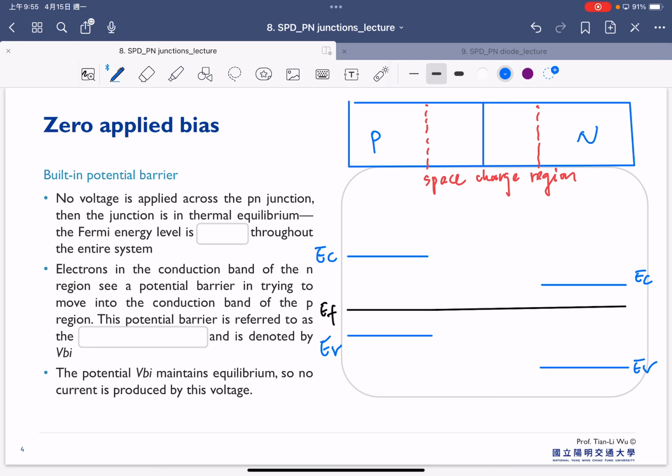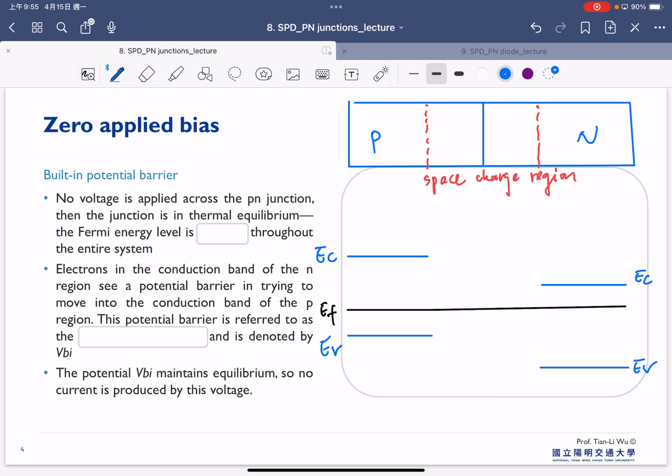In the previous several lectures, we discussed a lot of equations, and some equations, to be honest, are pretty complicated. But the point of using these equations is just to support our physics understanding, to prove that our physics speculation is correct. If we don't use those equations right now, that's fine, because we can use this simple band diagram to understand.